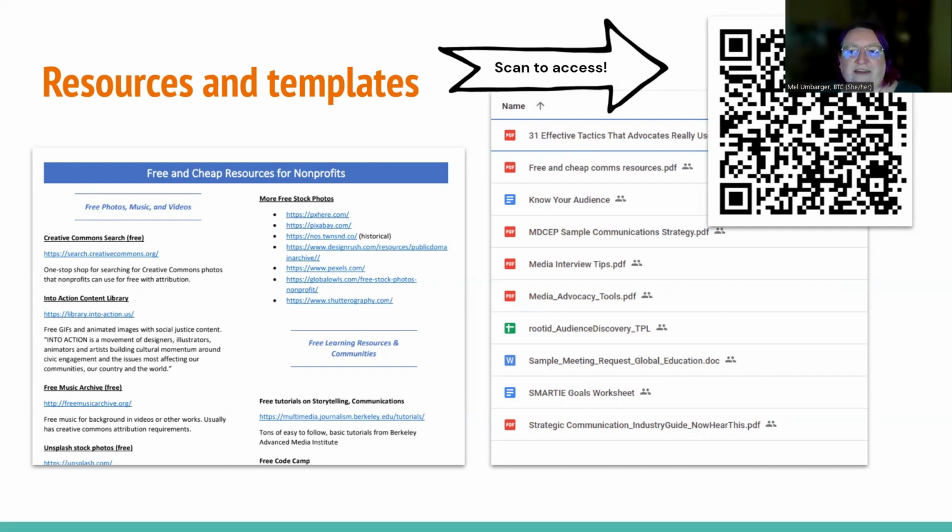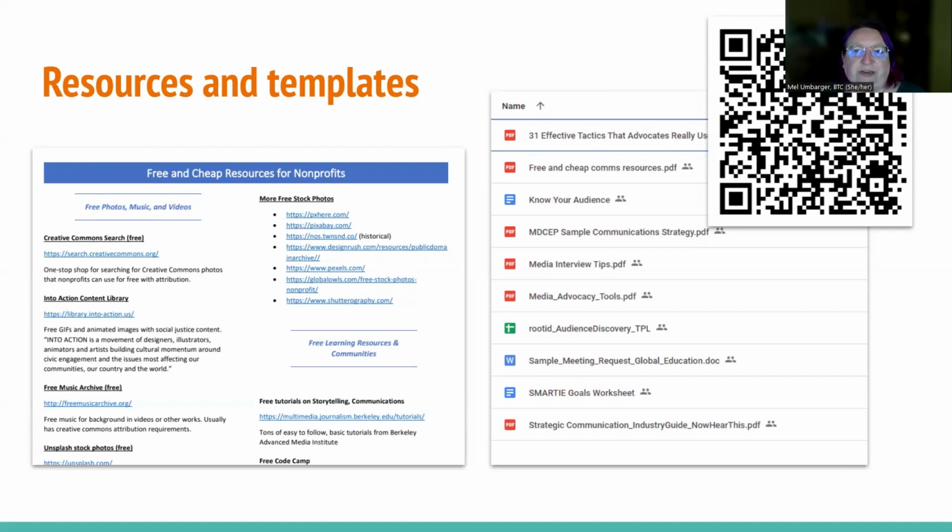It's a listing of a lot of free and cheap resources, like where to get photos, where to get videos, and canva.com, if you're not already using it, to create flyers and social media images and PowerPoints. It creates everything, it's mostly free, and it's amazing, especially if you don't have a lot of design skills already. They have so many templates you can use. So this list is in there as well, and there are several other things.